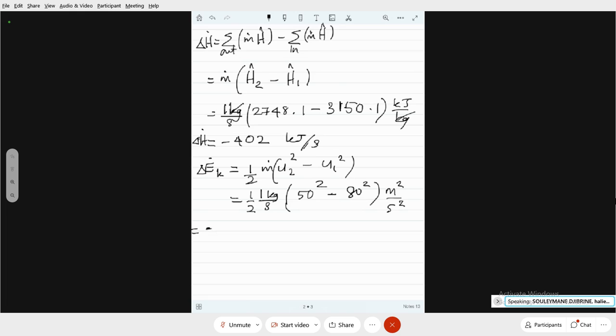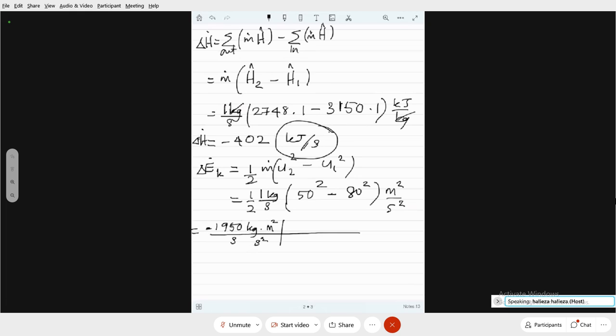Minus 1950, yes. The unit is kilogram second meter square second square. Now we need to look at the conversion table from the front of the textbook. We need it to be in kilojoules per second, because this is the unit that you have for your change in enthalpy.